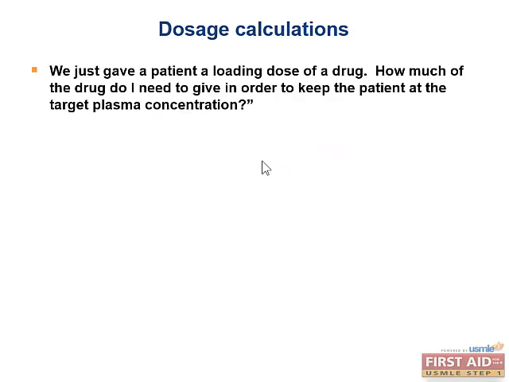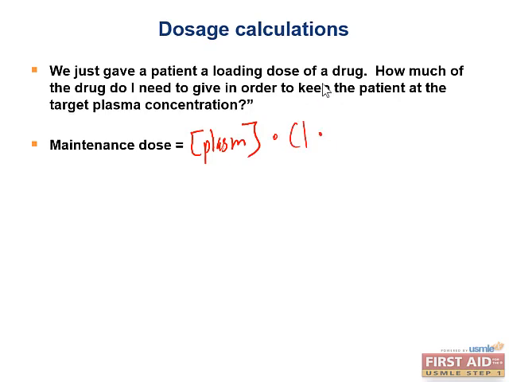Now, what about the question: we just gave a patient a loading dose of a drug. How much of the drug do I need to keep giving in order to keep the patient at the target plasma concentration? The answer is going to be given via the maintenance dose. For a constant IV infusion, maintenance dose is equal to the plasma concentration, or our C sub P, times the clearance, times our dosage interval, divided by our bioavailability.